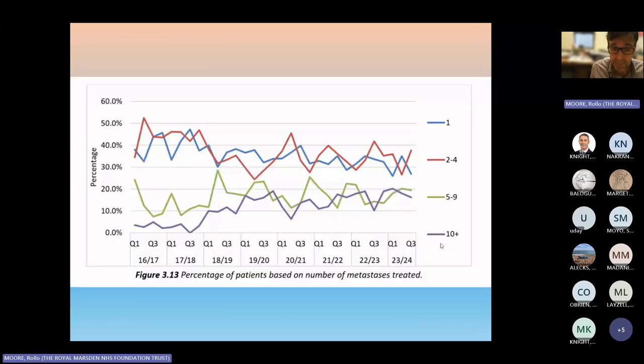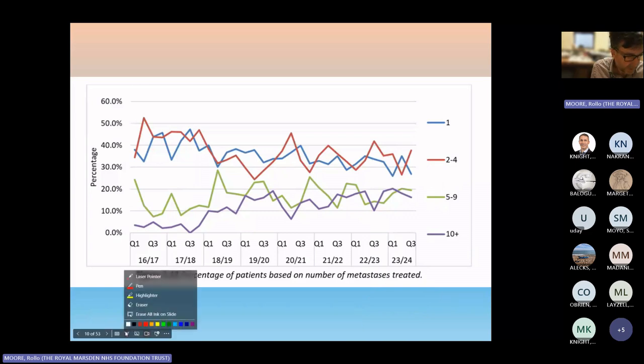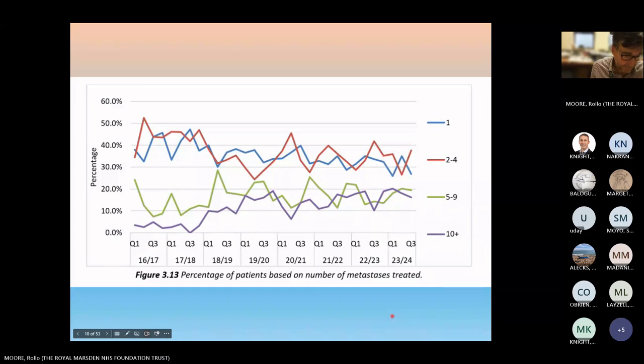So mostly are lung patients, and the number of metastatic lesions, the most common is either 1 to 4, seen by the overlap of the red and the blue curves here. I'm just going to try and highlight this with my laser pointer, i.e. these curves. So more commonly than the 10 or more lesions in the brain, though we do treat some of those patients.